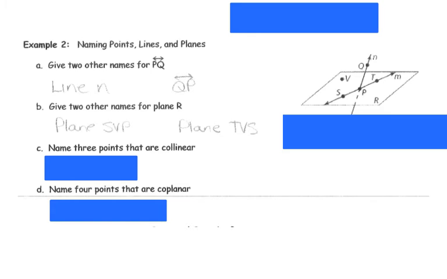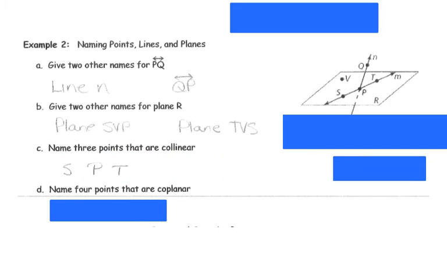That kind of rhymes. Oh, please don't think I'm lame. Now let's name 3 points that are collinear. Yeah, that was kind of good.